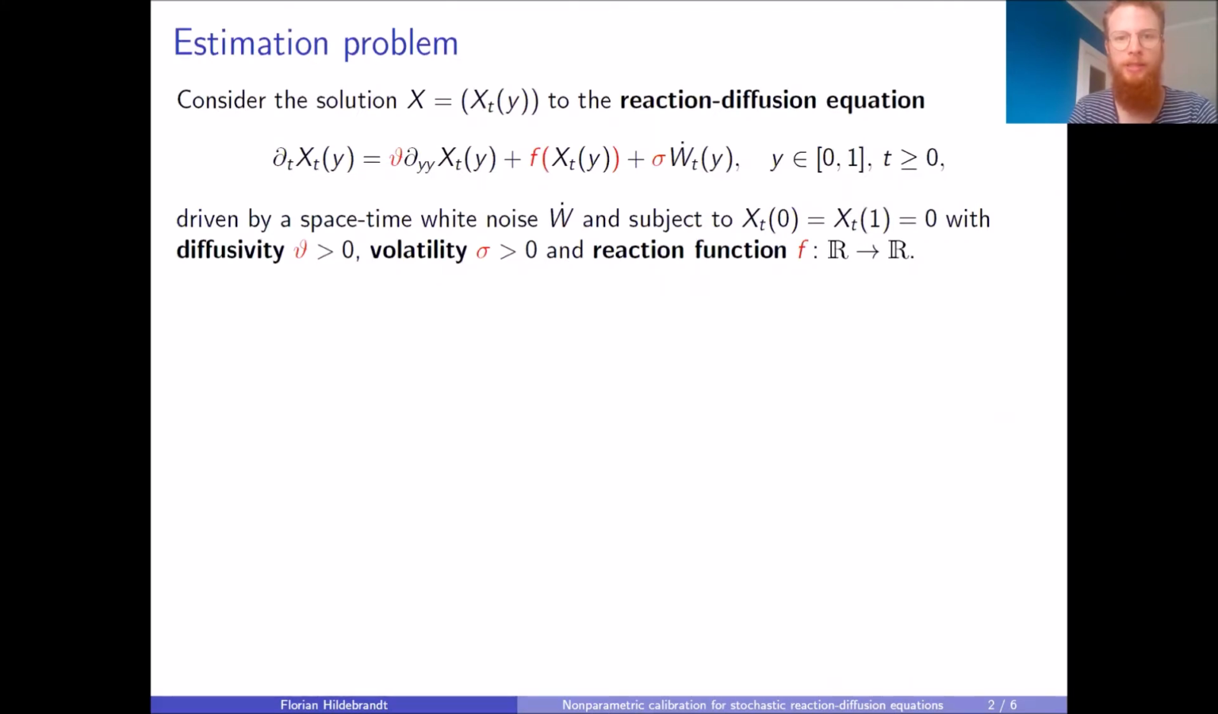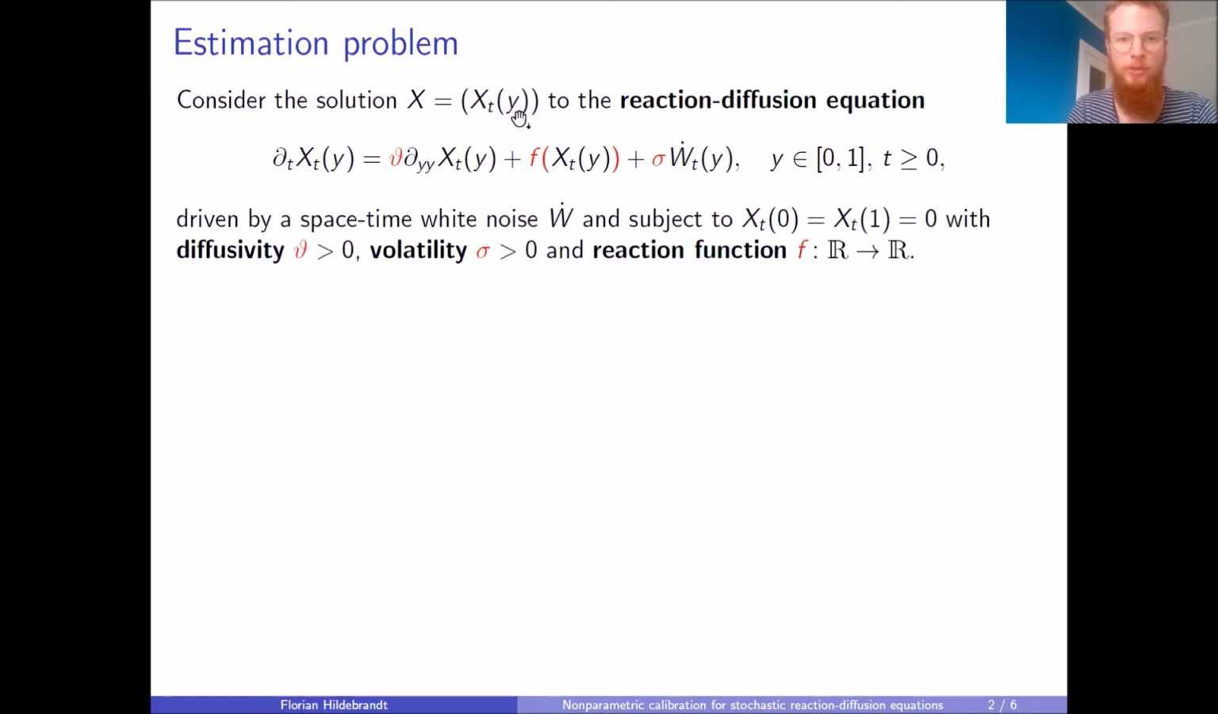So the model we are considering is the solution to a reaction-diffusion equation. We're taking a look at a process of time and space, where space is given by the unit interval. It is the solution to this semi-linear stochastic partial differential equation, where the time derivative is supposed to match a diffusion component with diffusivity parameter theta, a reaction term, which is given by a usually nonlinear reaction function f, and a noise process that is driving the equation. This is supposed to be a space-time white noise with a multiplicative constant sigma in front of it.